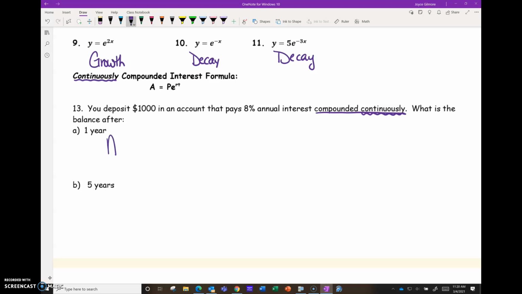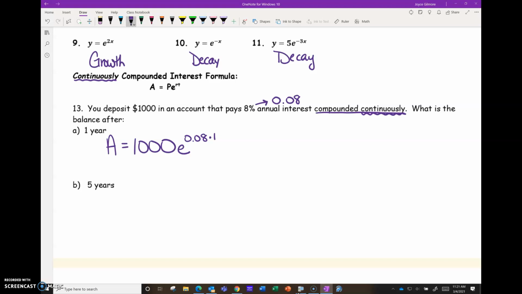So we deposit $1,000. Our starting amount is $1,000. E. What is 8% written as a decimal? 0.08. So raised to the 0.08 times our amount of time. In this case, it's 1.